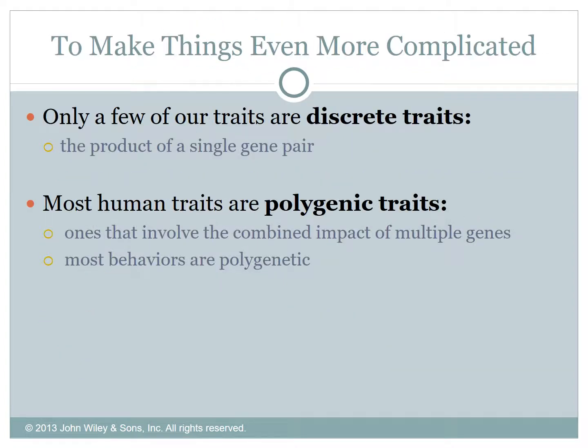And we refer to these also as either discrete or polygenic. A discrete trait has a single gene pair, again, this is very rare, versus polygenic traits that combine the impact of multiple genes to produce either your appearances or behavior patterns even, because we do have some behavior patterns that appear to have a genetic component.